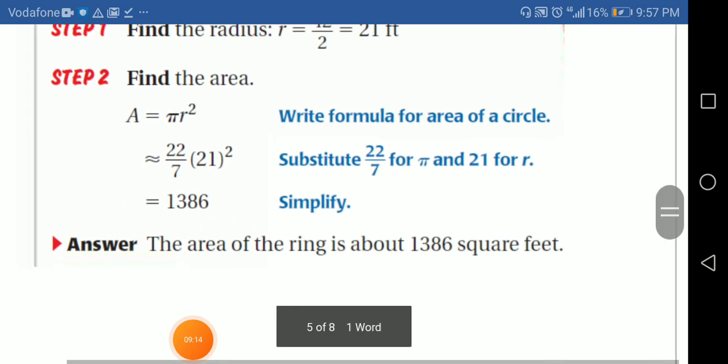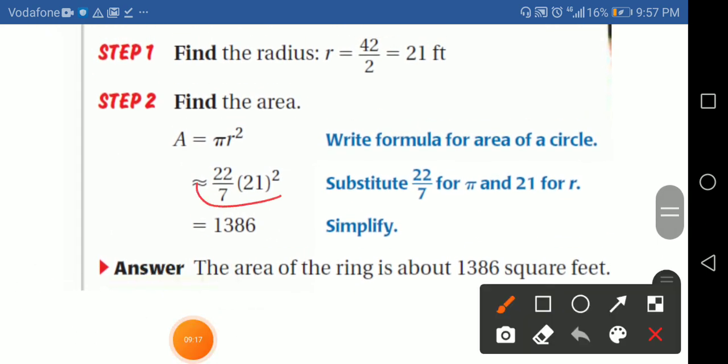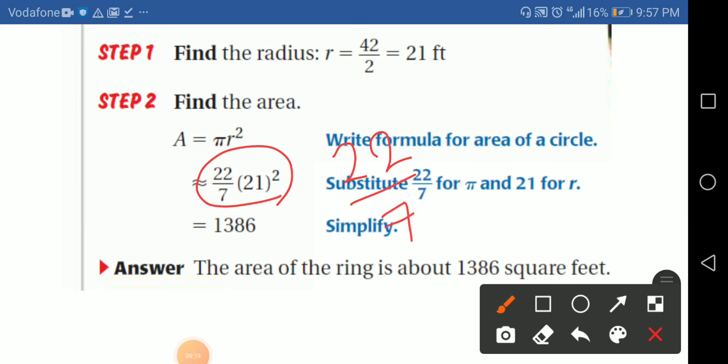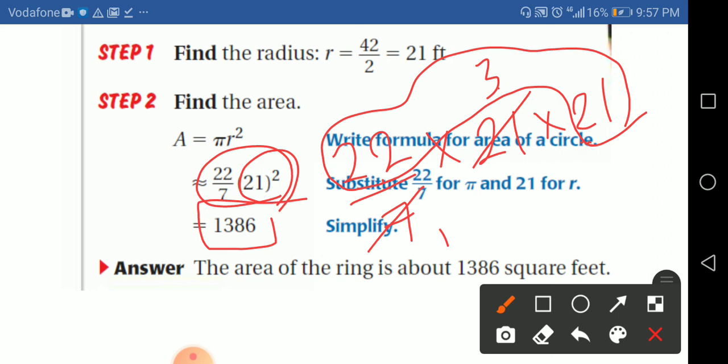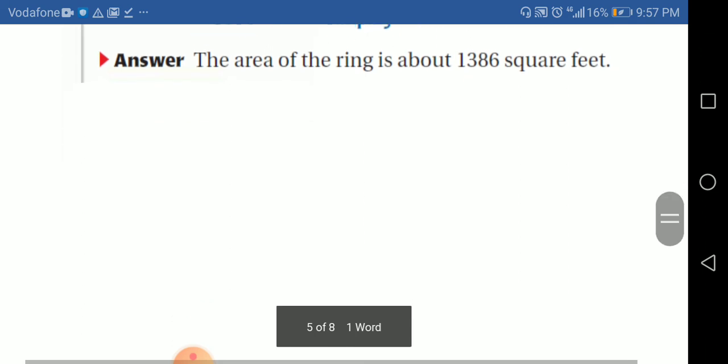Let's solve this together to make sure you understood. 22/7 times 21 squared. It means 21 times 21, right? So to simplify, 21 divided by 7 gives me 3, and 7 divided by 7 gives me 1. So I will multiply the 3 items together: 22 times 3 times 21 gives you 1386. Remember to open it like this, 21 times 21, because 21 is repeated 2 times.